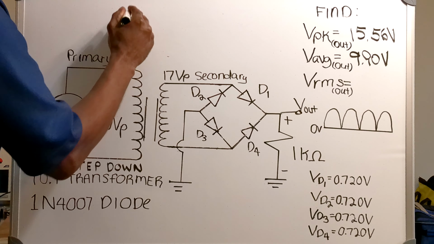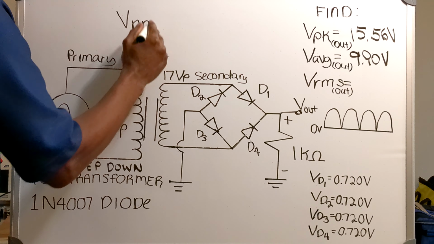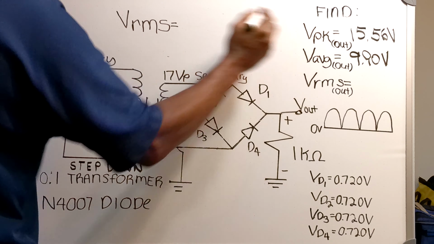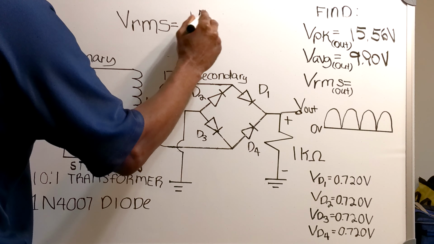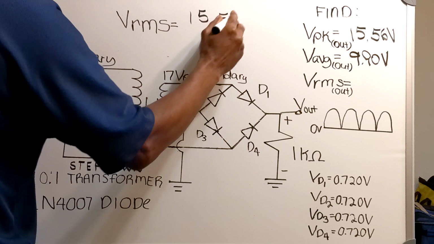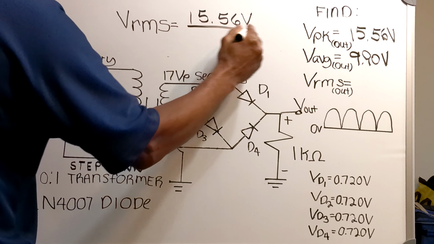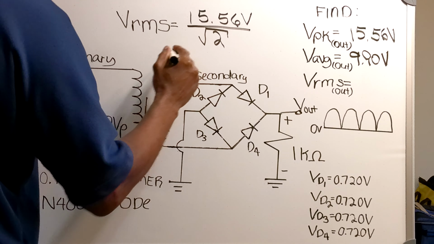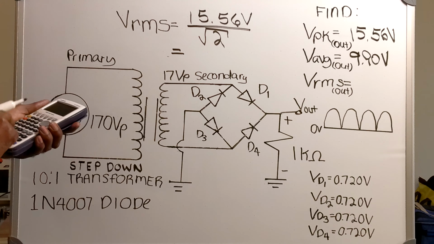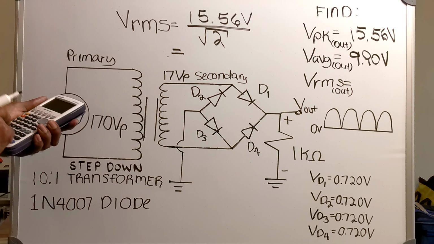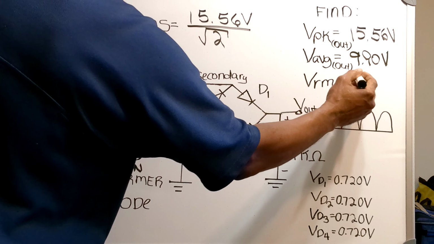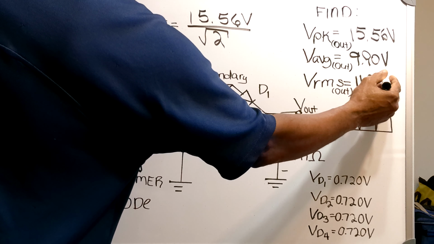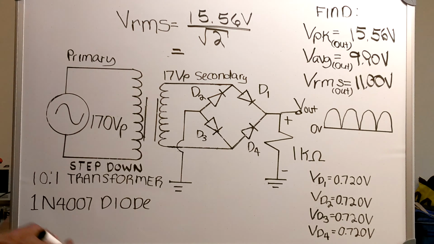Now the volts RMS equals the peak voltage of 15.56 volts over the square root of 2. And that equals 11.00 volts.